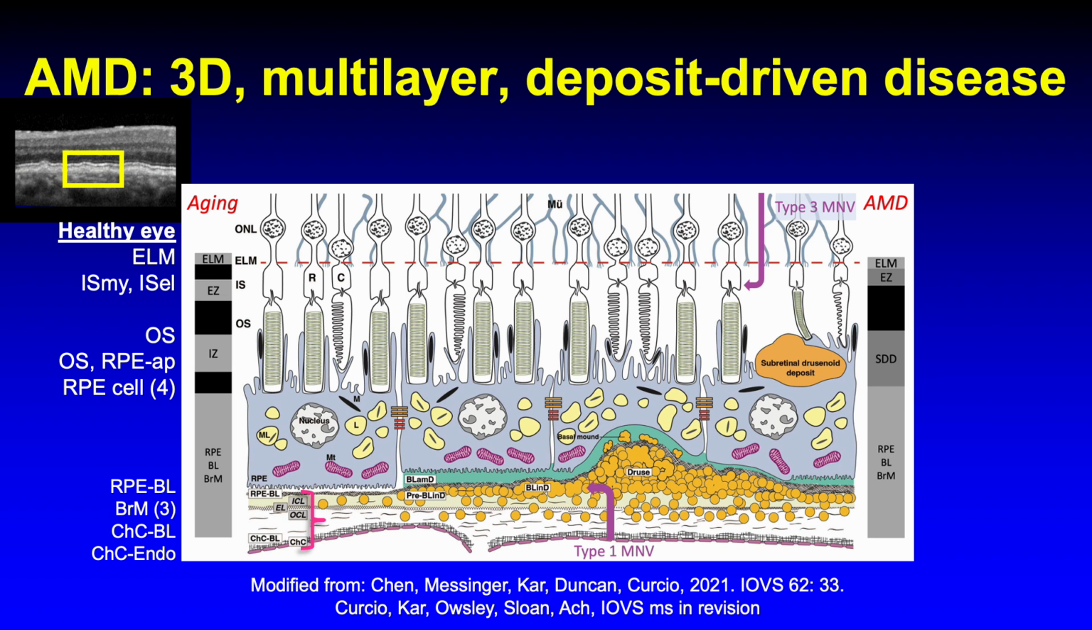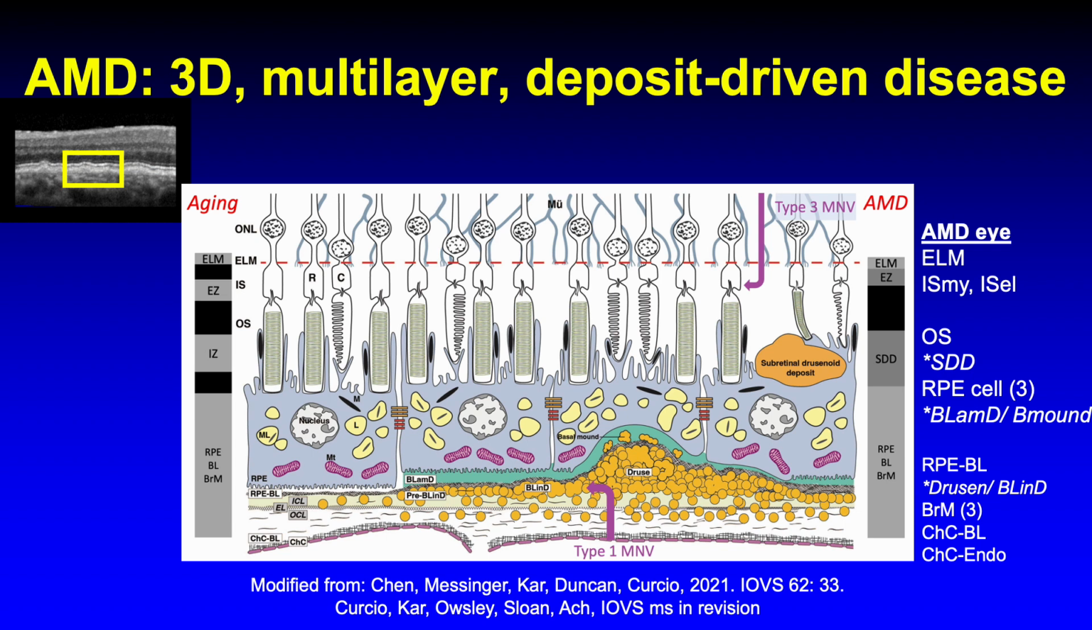Layers are added representing extracellular deposits. SDD between the photoreceptors and RPE, the subject of this tutorial. Basal laminar deposit between the RPE and its natal basal lamina, and drusen between the RPE basal lamina and the inner collagenous layer of Brooks.